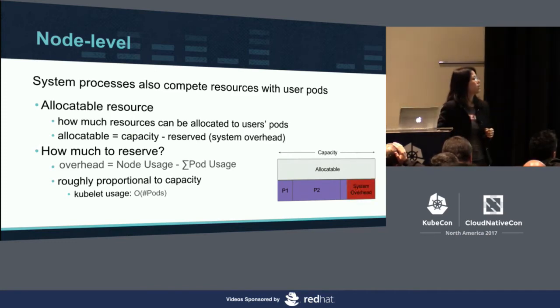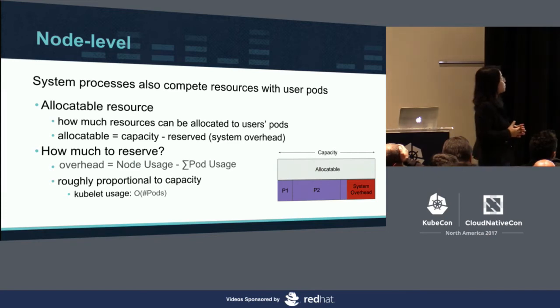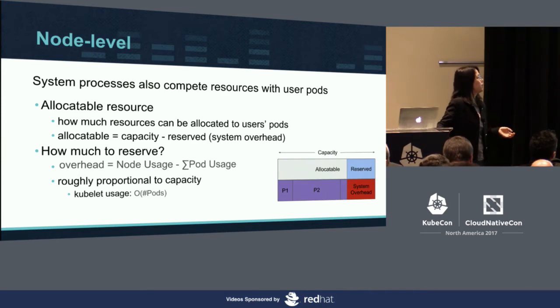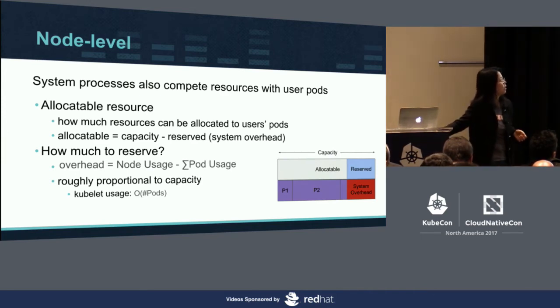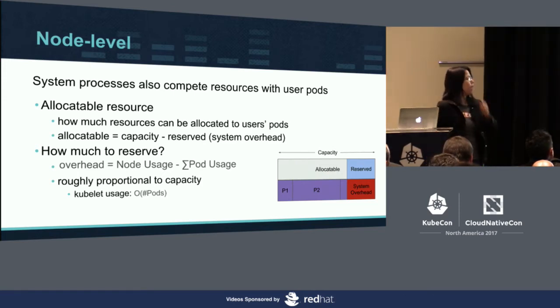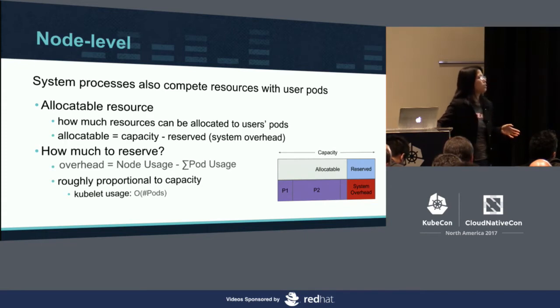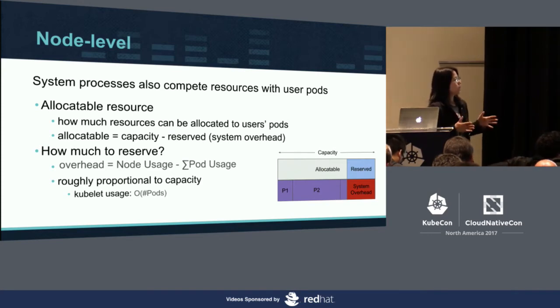But remember, we mentioned there are critical system processes running too, and they also need resources. So they will compete for the same resources, like disk space, with all the other pods. When this happens, we will also have this resource contention issue. To solve this, we have a concept of allocatable. It allows the system admin to reserve a certain amount of resources for these critical system processes. After you reserve that much, we have allocatable resources, which is basically the capacity minus the reserved. And users can only use the allocatable part.